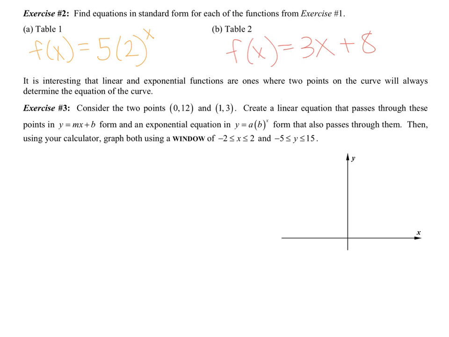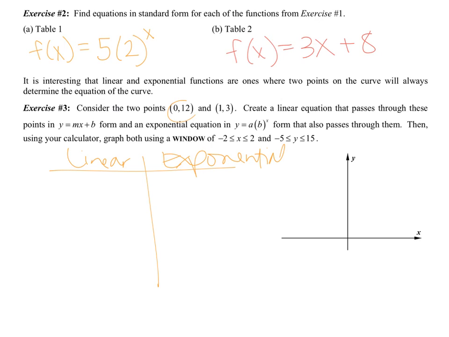Well, it's interesting that linear and exponential functions are ones where 2 points on the curve will always determine the equation of the curve. So consider the points (0, 12) and (1, 3). Create a linear equation that passes through these points, in y equals mx plus b form, and an exponential equation in y equals ab to the x power form that also passes through them. Then, using your calculator, graph both using the window. So, we need to have linear and exponential.